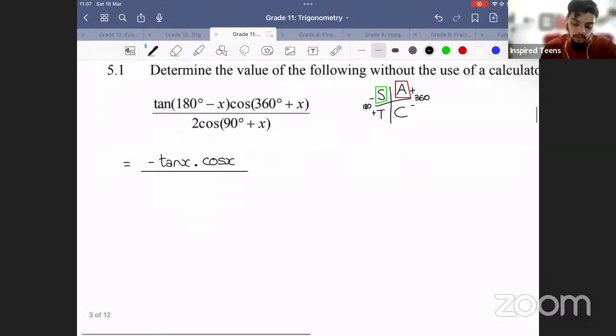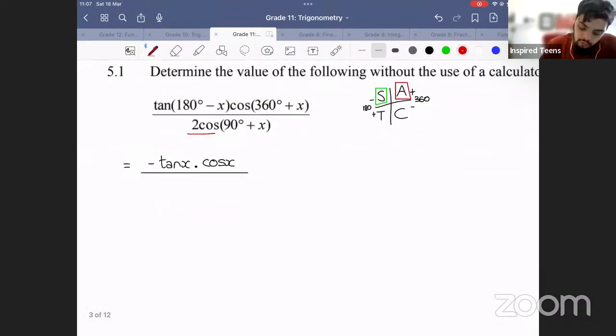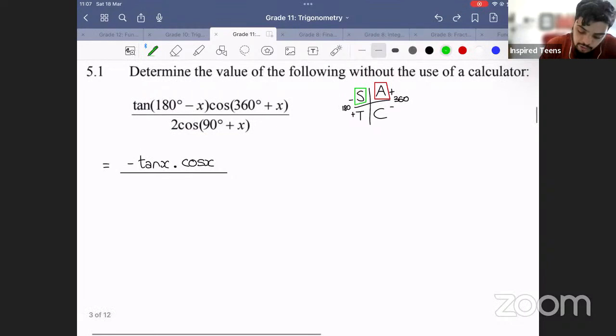Then we talk about 2 cos, so don't worry about the 2, you just leave it as a 2 in front. Then cos(90 plus x). The first thing you should notice is that you're dealing with cos and 90. What happens when you deal with cos and 90? It's going to change from cos to sine. So that's the first thing.